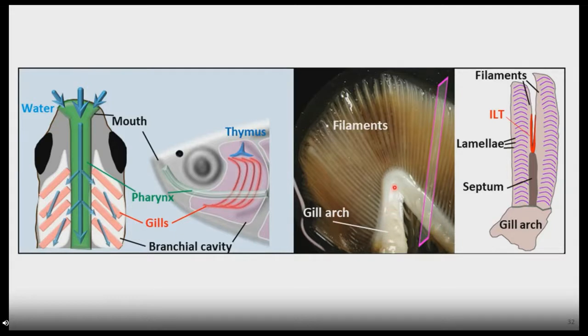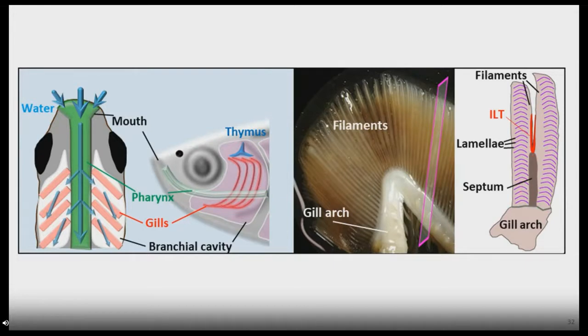So basically, at the bottom, you have a supportive structure called the gill arch, very cartilaginous. And then from this gill arch, you have some kind of trees that arise on each side. So if you make a transversal section, you see the gill arch, and then you have these two trees called filaments. And in between the filaments, you have another supportive structure called the septum.